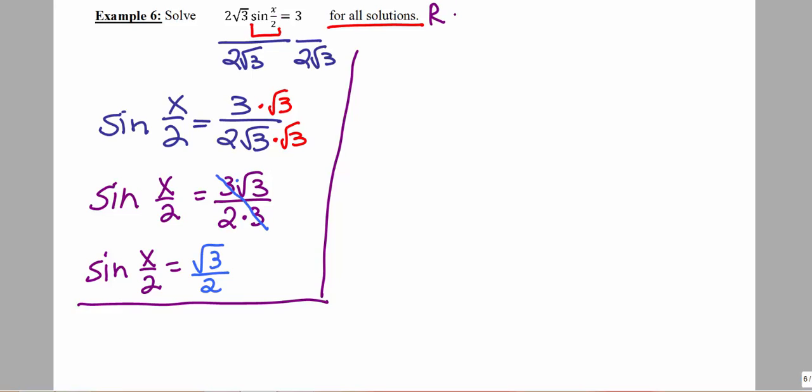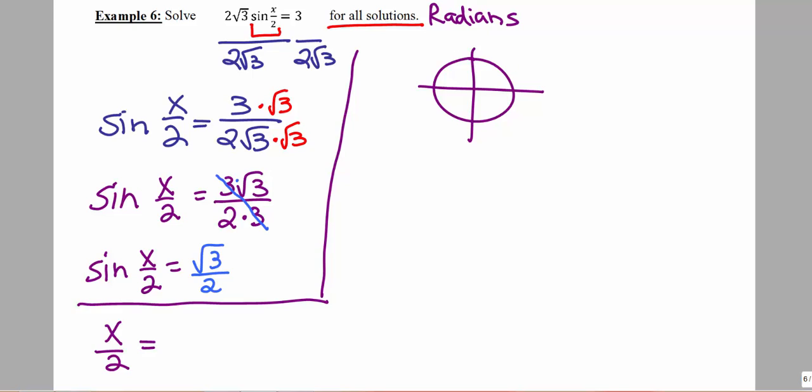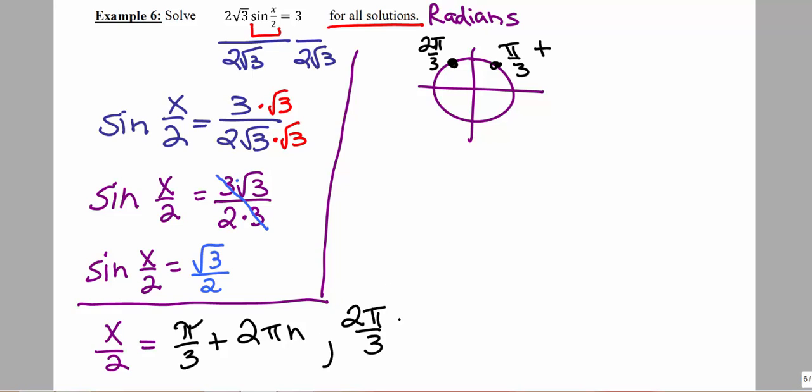And let's go ahead and solve in radians since we have that x as our variable. So we're going to solve for x over 2 first, and we're going to solve in radians. So we're going to say on the unit circle, that was our pi over 3 family. And sine is also positive in quadrant 2, and that would be 2 pi over 3. So we want all possible solutions, which means I'm going to add 2 pi n to both of those original angles. So pi over 3 plus 2 pi n. And then the second solution from quadrant 2, 2 pi over 3 plus 2 pi n.